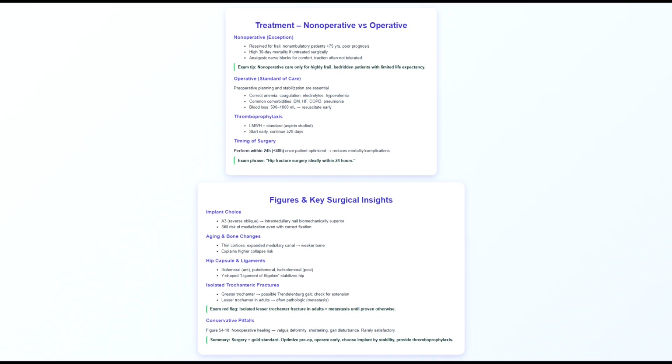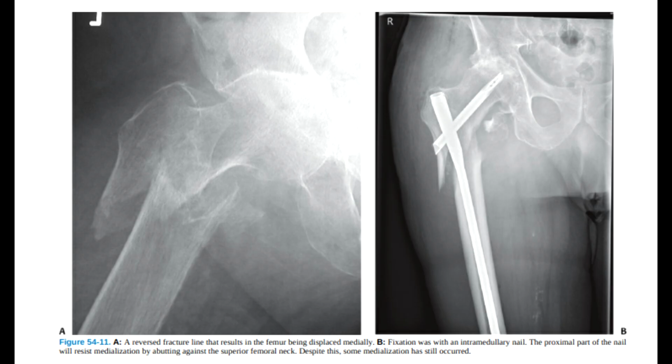Now let's turn to the imaging figures provided. In figure 54.11A, you can appreciate a reverse oblique fracture leading to medial displacement of the femoral shaft. This is a classic example of an A3 fracture pattern, which, as we discussed earlier, is biomechanically unstable.